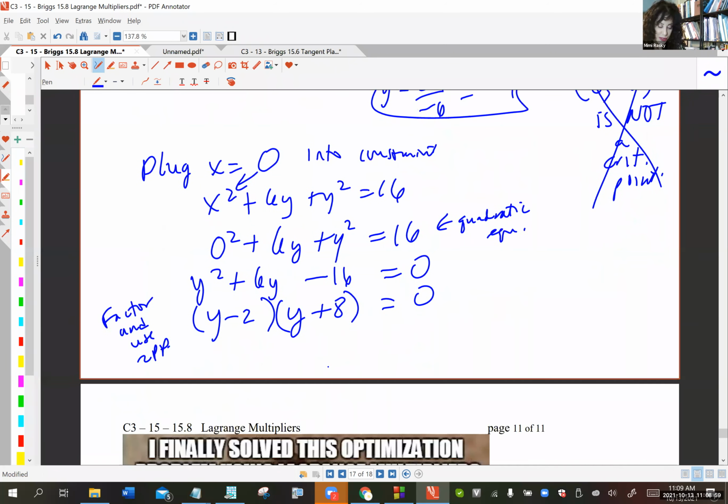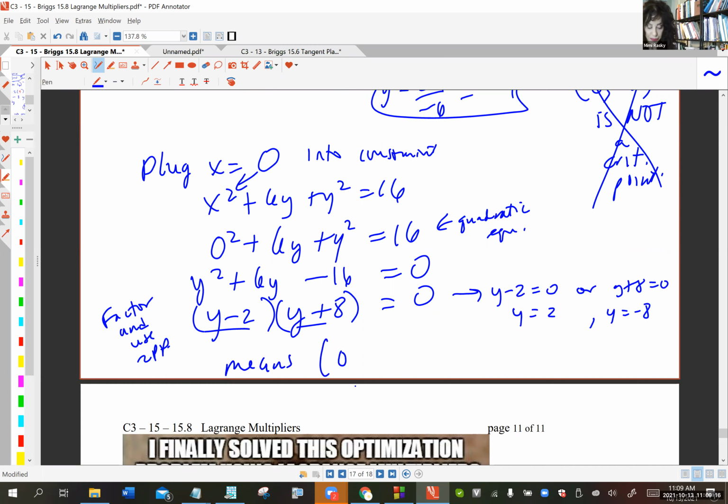So now I'm going to apply the ZPP. That means y minus 2 equals 0 or y plus 8 equals 0. And then I get two answers. y is 2 or y is negative 8. So what does that mean? It means that when x is 0, I can have y be 2 or y could be negative 8. And folks, those are two critical points. But there's more.